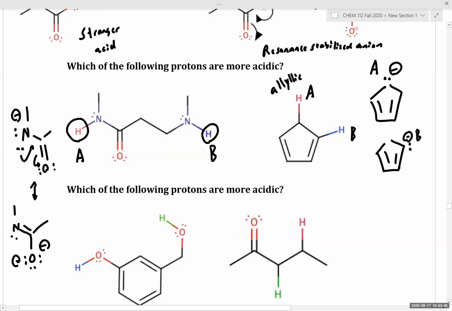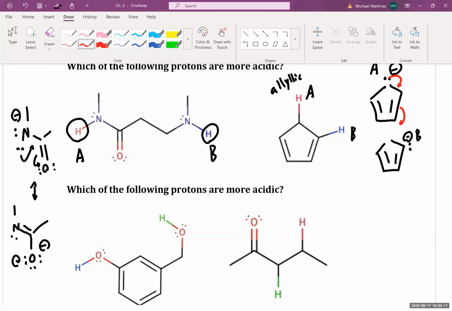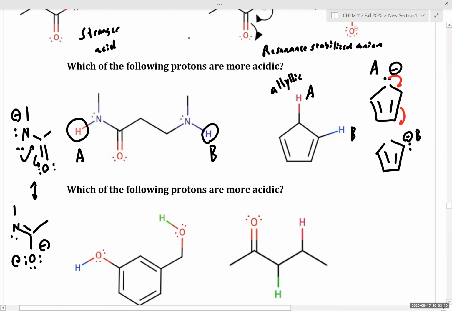Yep, A is able to participate in resonance delocalization. It's stabilized and delocalized as a result. And in turn, that means the anion A is more stable, and as a result, the proton A is more acidic. So this is a case where resonance effects play a really important role in the overall acidity of two protons. Does everyone understand why A is more acidic?